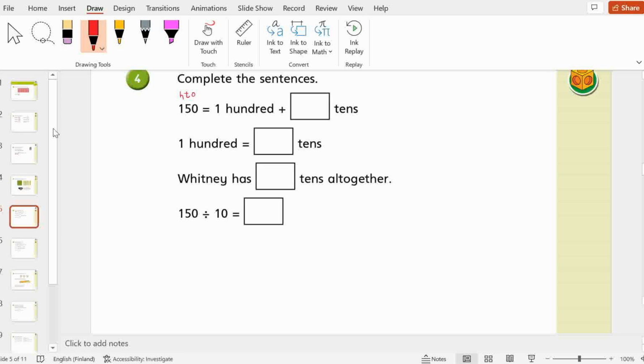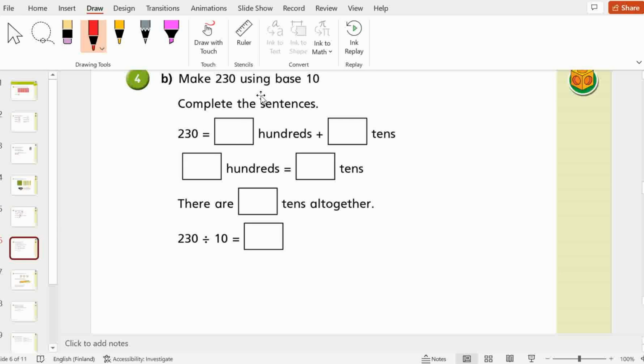150. How many tens are there in 100? There are 15 in the whole number, but we've got the 100, they say 100 here, plus 5 tens. So 100 equals how many tens? 10, good. Whitney has how many tens altogether? 15, good. So 150 divided by 10 is 15, right, good.